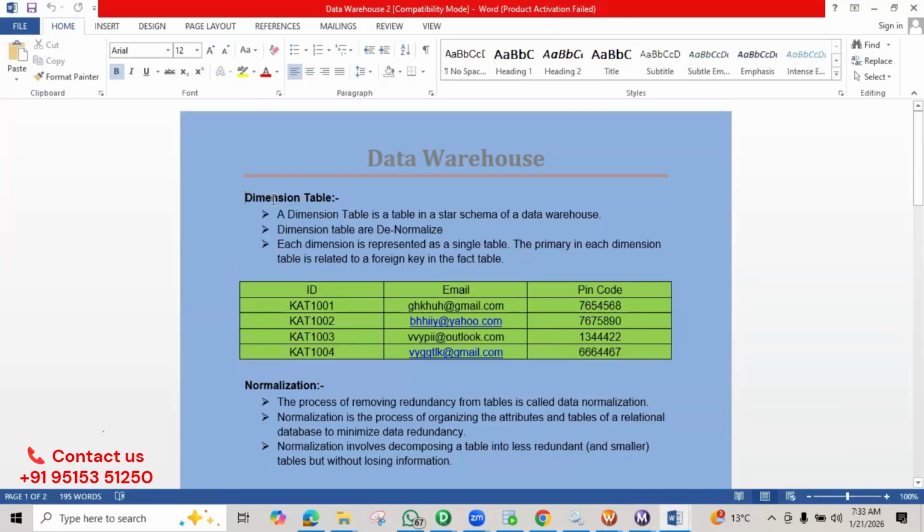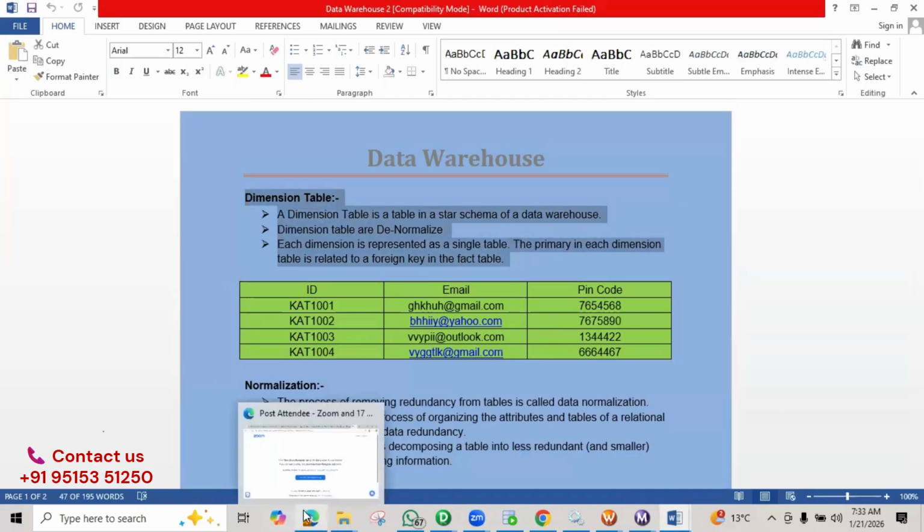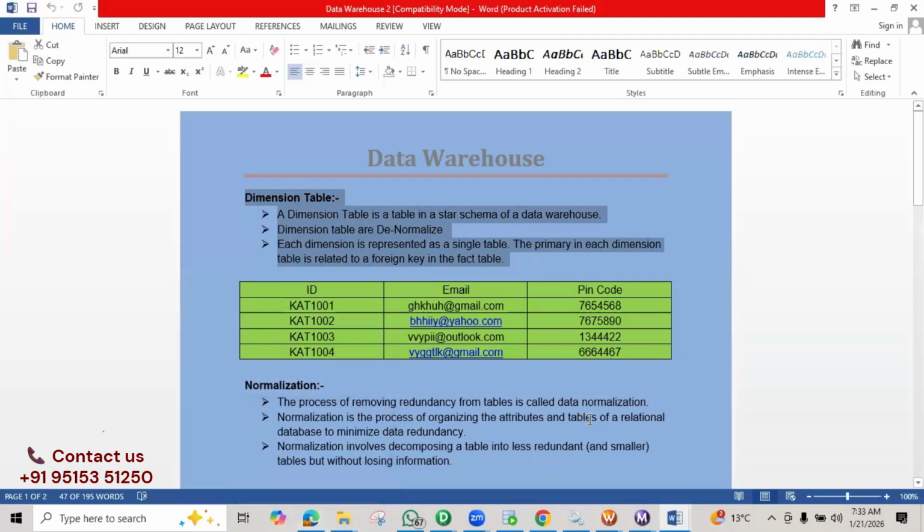Next one is the dimension table. So guys, what is the dimension table? The dimension table will also be available in the star schema or in the snowflake schema.